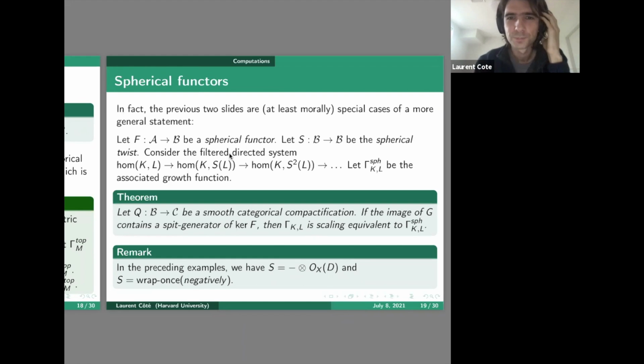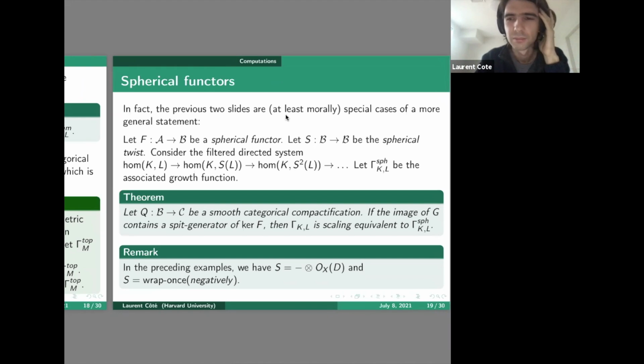it induces what's called a spherical twist, which is an autoequivalence of B. And so you can consider the filtered directed system which comes from this spherical twist, and you can consider the growth function. And actually what we really prove is that the growth function associated to this spherical twist agrees with the growth function coming from the smooth categorical compactification. Concretely, in the previous examples, one of the spherical twists is something like tensoring with a section of the line bundle associated to the complement of U inside X. And the other spherical twist is just wrapping once. It's known in particular by work of Sylvan that this is indeed a spherical twist, but we don't actually prove the theorem quite that way, mostly for technical reasons.